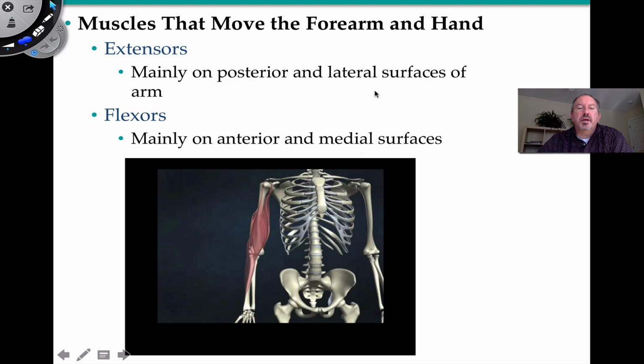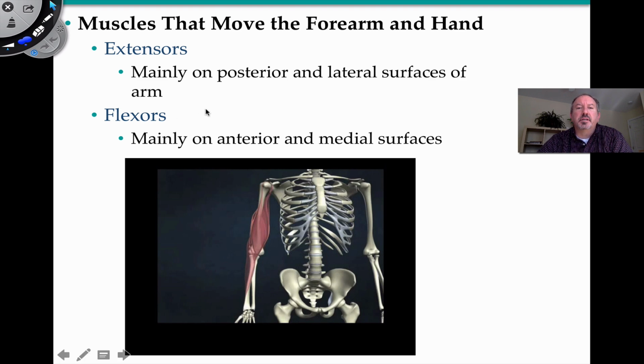Okay, and so now let's talk a little bit about the muscles that are moving the forearm and the hand. Now there's several, and so again, this was just a flyover video, just looking at some of the muscles of the appendicular skeleton. But I do welcome you to investigate further. Maybe this is going to whet your appetite, so to speak.